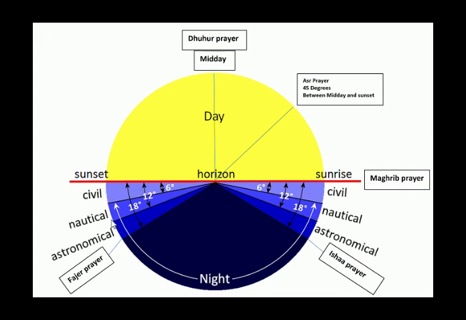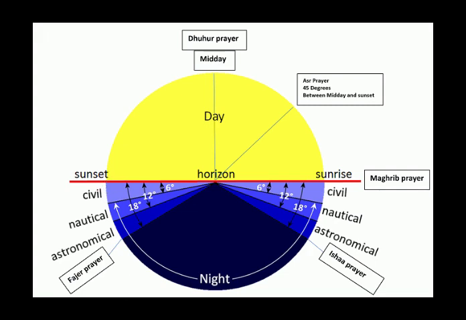Some scholars set the time of the Fajr prayer when the sun is at the beginning of the nautical twilight, which means the position of the sun is at 12 degrees to the horizon line. But most of the scholars set the time of Fajr prayer according to the beginning of the morning astronomical twilight, which means the position of the sun is at 18 degrees to the horizon line. So the time where we could pray Fajr prayer is until sunrise, meaning the sun will go above the horizon line.